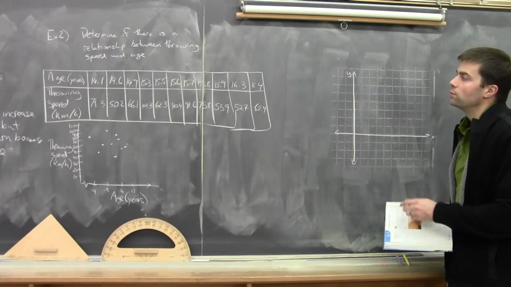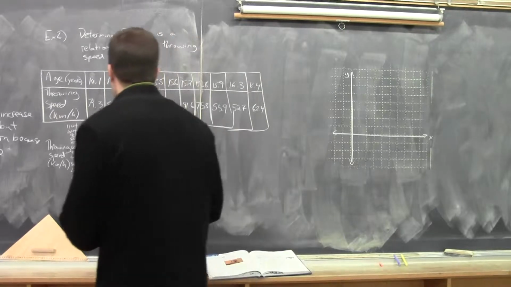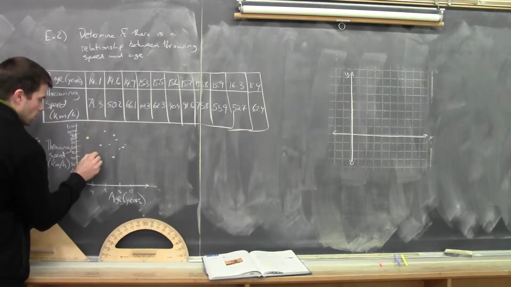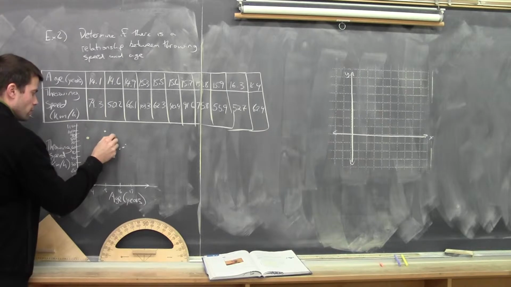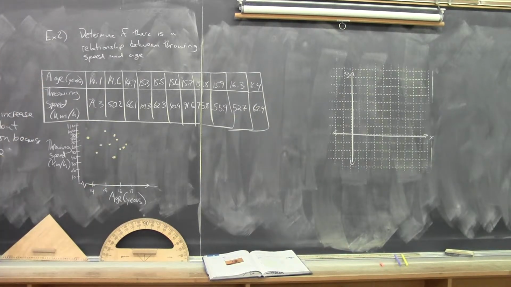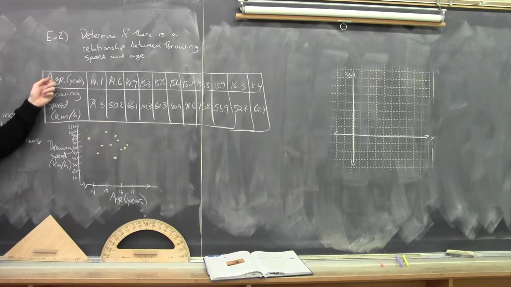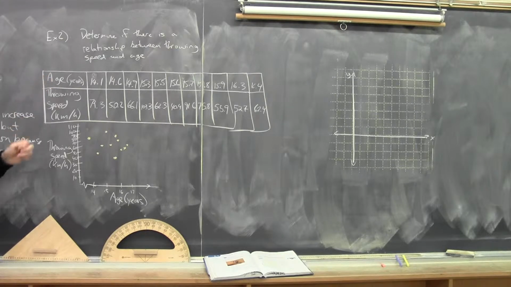Example number 2. Determine if there's a relationship between throwing speed and age. So I have my graph here. Again, we have a table of values, and typically we've got to decide what's going to be independent and what's dependent. This one's a little more straightforward, because you definitely are measuring your throwing speed. That's the dependent. And you definitely can't control how old you are, so that's your independent. So you're choosing the age and you're measuring this.